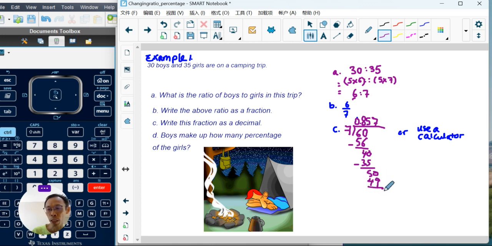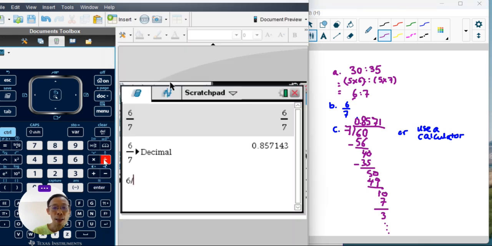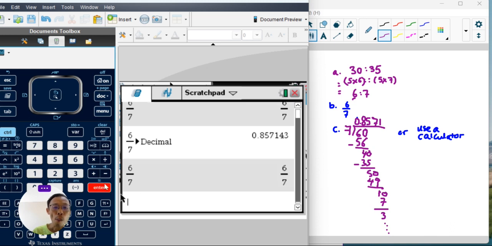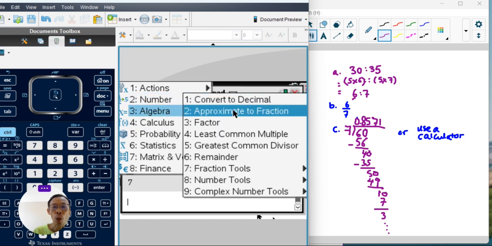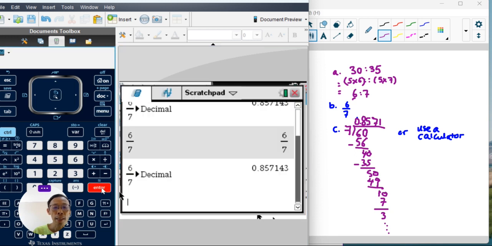And actually the process can go on for some time. So I could put 1 here, and then this could be 1 times 7, for example, and then the process can go on. Or I can use my GDC. For example, I can use 6 divided by 7, as I've done here. But you get a fraction. Then you need to change it into the decimal. To change it to the decimal, you simply go to Menu, go to Number, go to Convert to Decimal, and then press Enter.